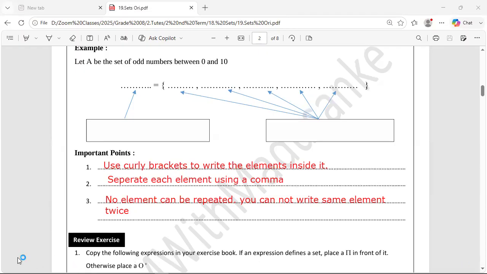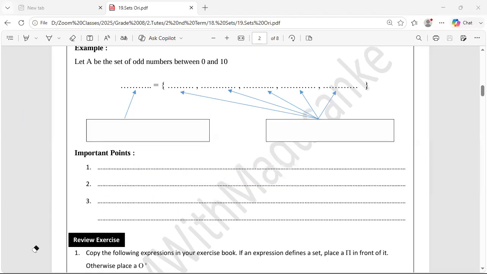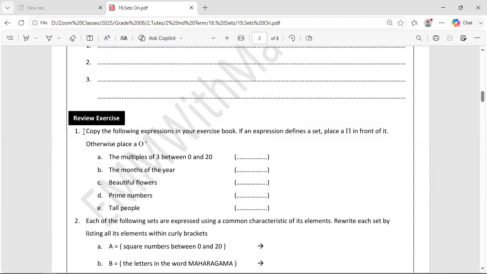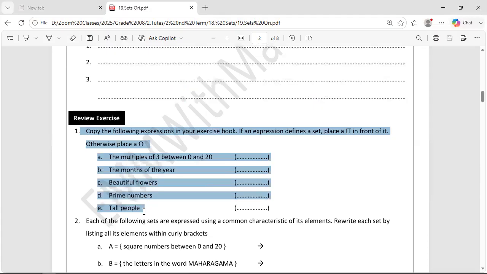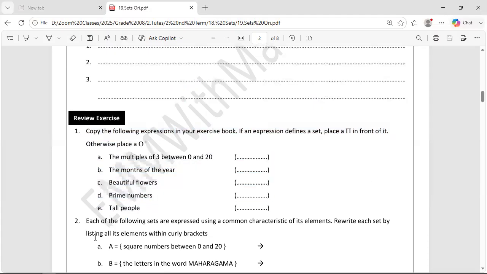Okay, hope you have done. I'm going to clear. So now we are going to do this. We are going to identify whether these things are actually sets, whether they belong to a set or not.